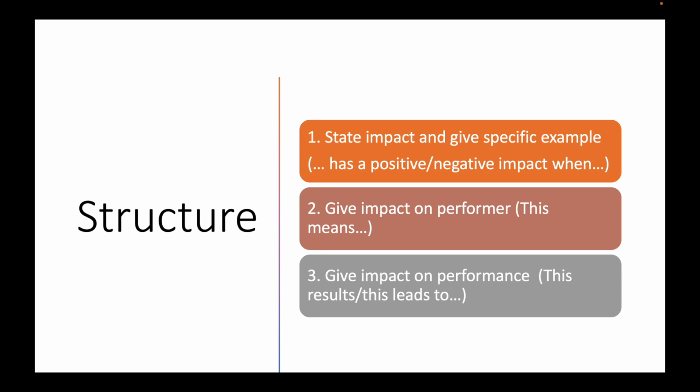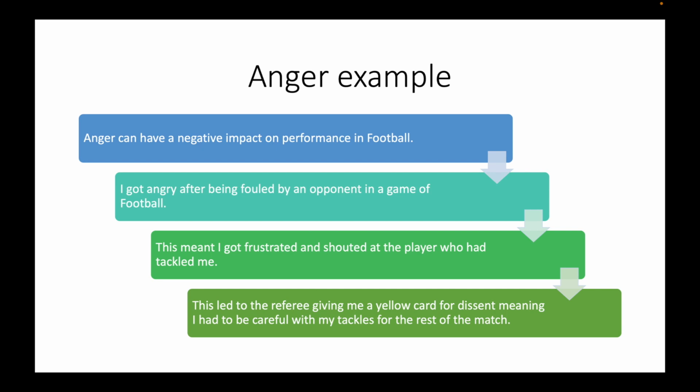So we might say something here like, anger has a negative impact on performance in football when the referee gives a decision against me. That might be my first bit. The second part here is then to give the impact this has on the performer. So this is going to be personal to you. And lastly, this is going to be where we give the impact on performance. And this is going to be using keywords like this results in or this leads to. And this is going to come back to the performance or to the match or your performance and how you got on here.